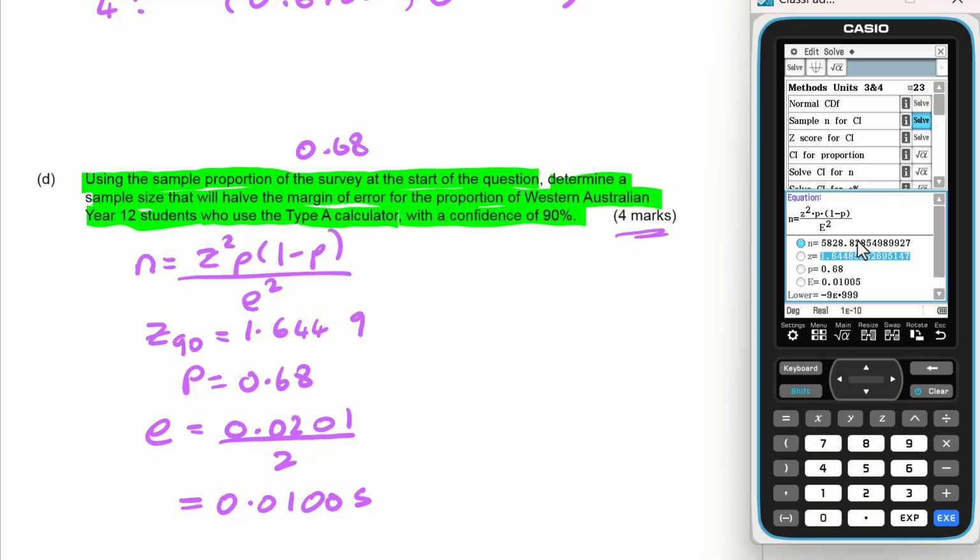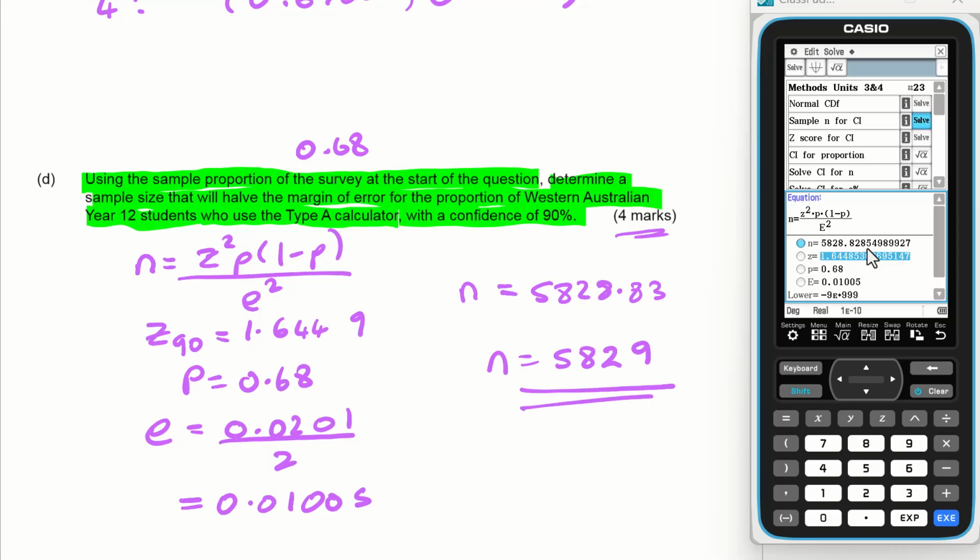And the value that we got there was 5828.83. So we'll say that n is 5829. In the answers, it gives 5801, but this type of calculation is quite sensitive to the accuracy of the values you put in here. So they gave a fair bit of leeway with the actual answer.